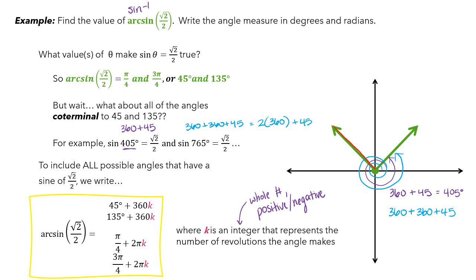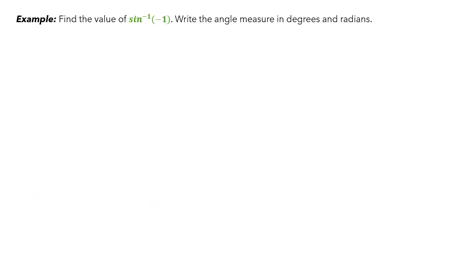Okay, let's look at another one. This time we are finding the value of the inverse sine. We're not using arc sine this time, it means the same thing. Inverse sine of -1. And again, we'll want to represent the angle measure in both degrees and radians. So in this case, I'm just going to sketch out my unit circle.